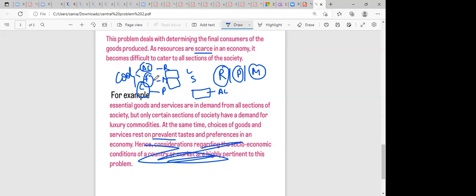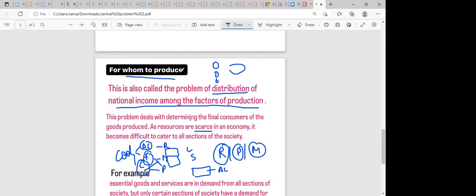Clear? Fan for the poor people, cooler for the middle class, and AC for the rich people. So that's why the problem is for whom to produce. Clear? Yes, ma'am. Okay, you can write it down.